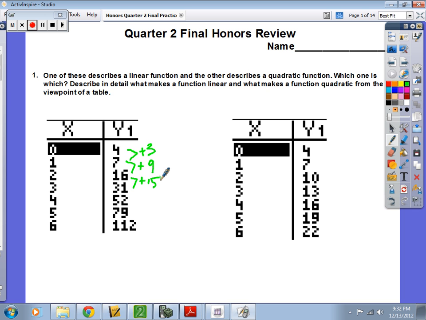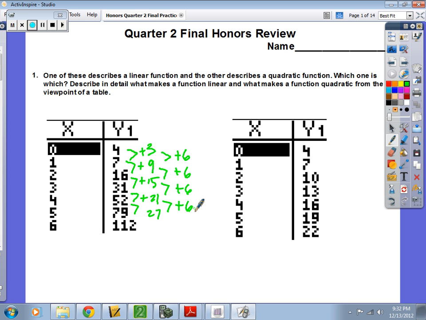From 31 to 52, that increased by 21. From 52 to 79, is that 27? So if you find the pattern, let's see, from 3 to 6, it went up 6. From 9 to 15, it went up 6. From 15 to 21, it went up 6. From 21 to 27, it went up 6.